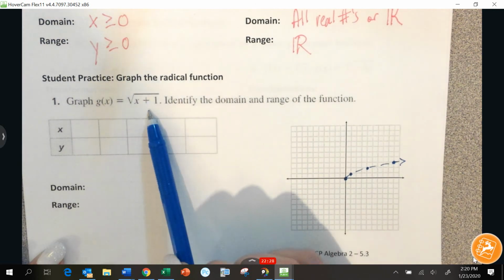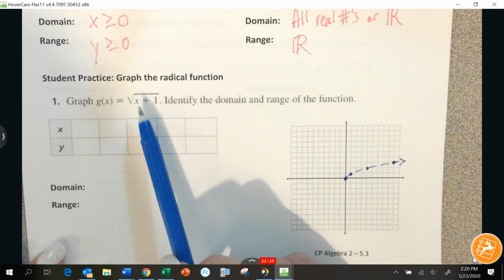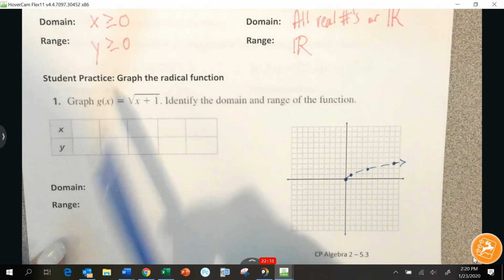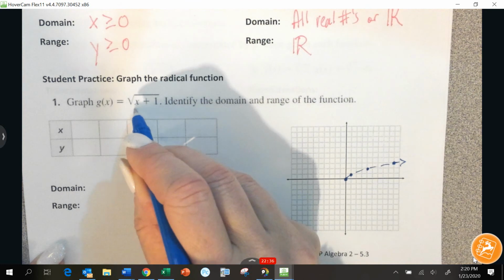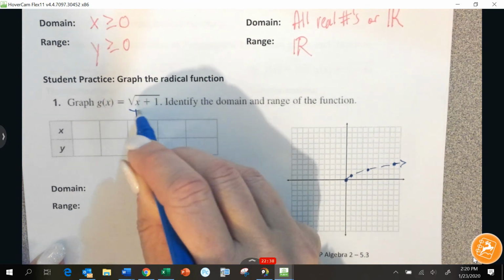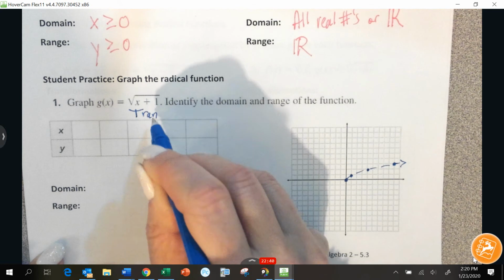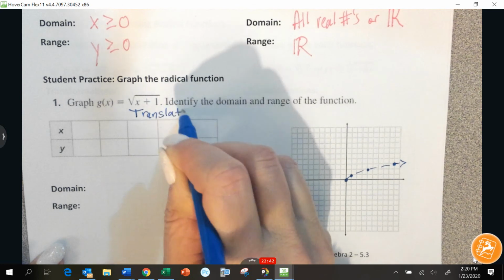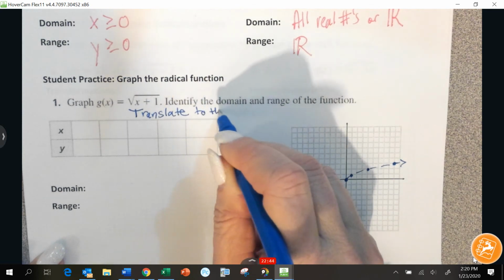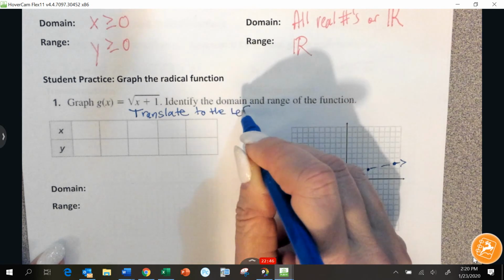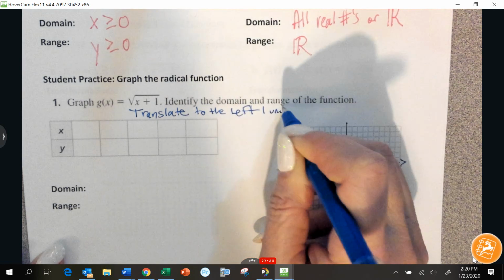What transformation is it if we have plus 1 in the function? Okay, but what's the special word? Translation. Translate to the left 1 unit.